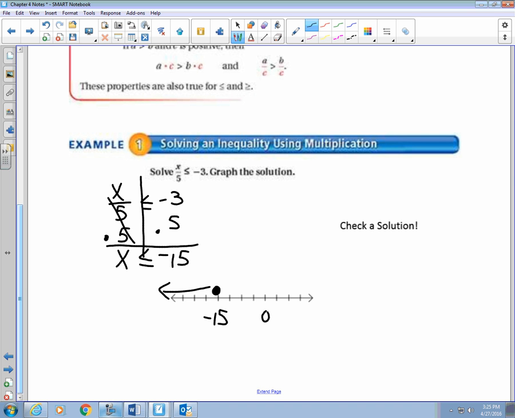Now we should check our solution to see if it's correct. That means we're going to take any number to the left of -15 and plug it in and see if it makes it true. So I have x over 5 is less than or equal to -3. I'm going to choose -20 for x, because that's less than -15. It's to the left. We'll divide that by 5. -20 divided by 5 is a negative divided by a positive, so that gives me a negative answer. 20 divided by 5 is 4. So I have -4 is less than or equal to -3. And -4 is further to the left than -3 is, so therefore it is less than -3, so that works.